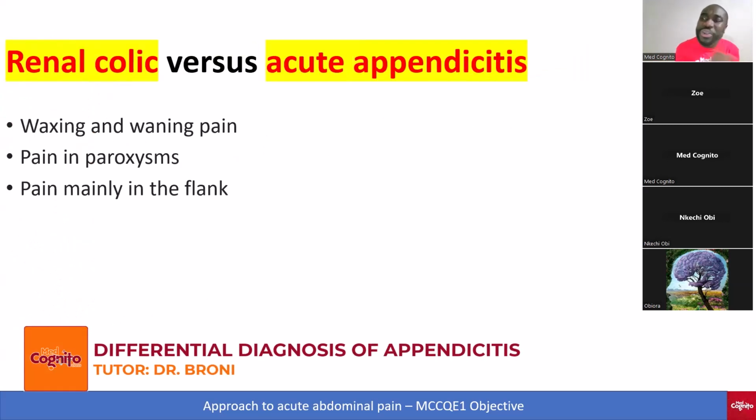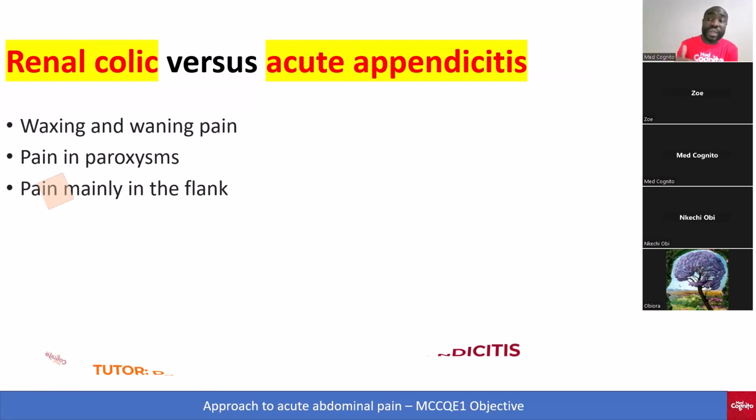What about renal colic? So you see, we are using appendicitis and we are learning all these diagnoses as well. So how will I be able to differentiate renal colic from acute appendicitis? Renal colic as well, the pain is usually in the flank and it's radiating towards the groin. The pain comes and goes, and it is in paroxysms.